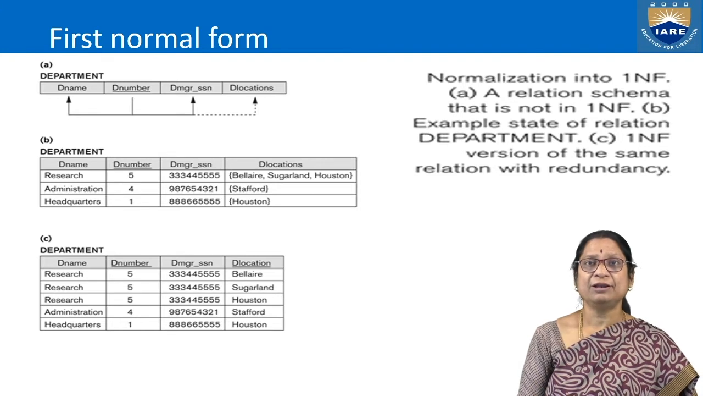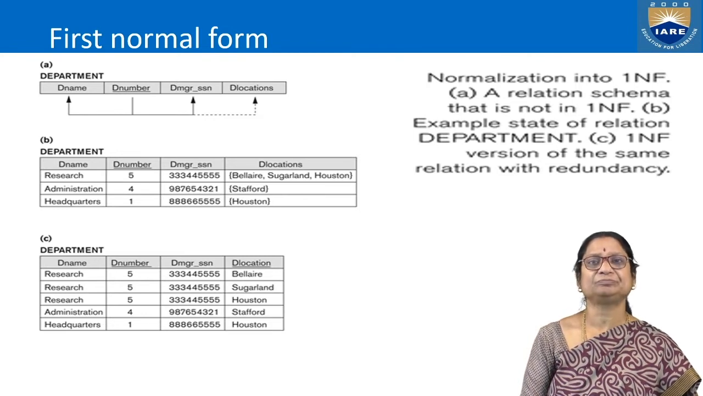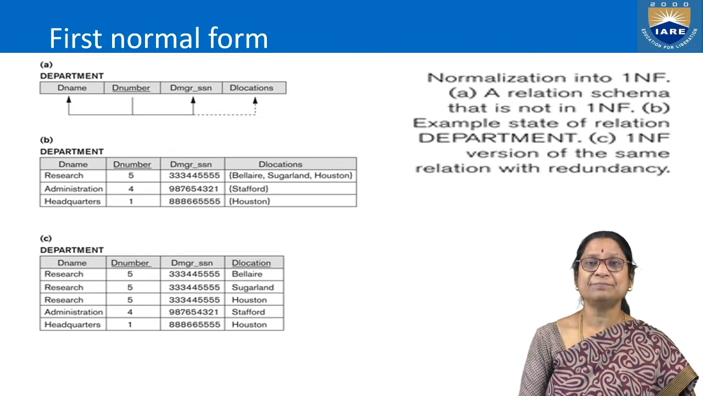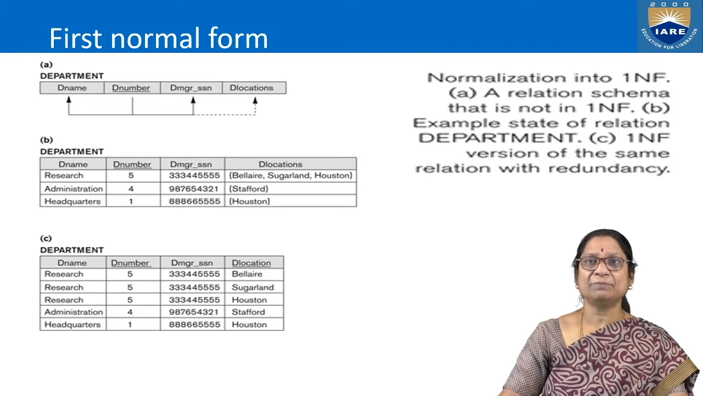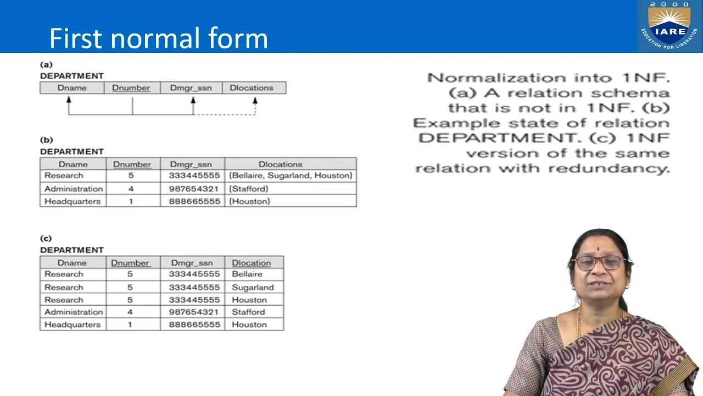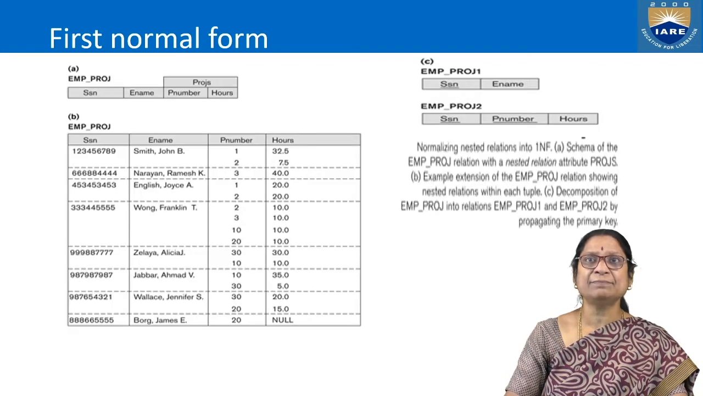What did you observe? Now my relation schema is in 1NF because all attributes are simple as well as single-valued, atomic. But you observe some redundancy is there. Research, with respect to department number and manager, was repeated a number of times depending upon the number of locations where that particular department exists. The same relation is in 1NF but it still has various kinds of redundancy.